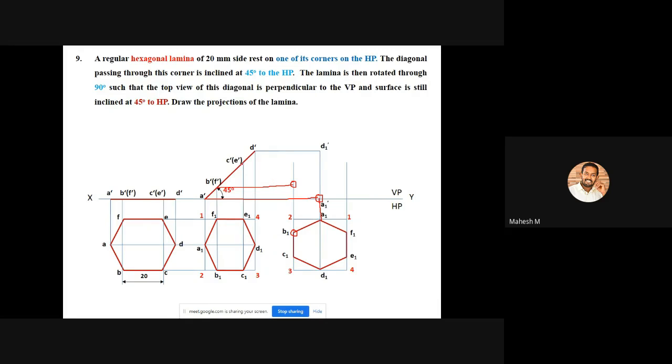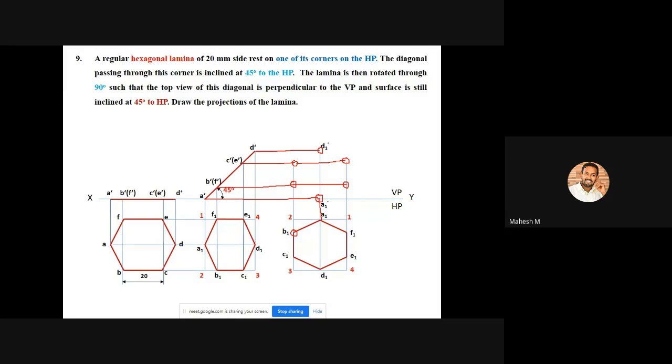Similar to that, you can project the point C towards this. You can mark this point as C2, sorry, C2 dash. And also you'll be getting a horizontal line from the point D1 dash. You can project up to this. You can mark this point as D2 dash. Similar to that, you can mark E2 dash, and also finally F2 dash.